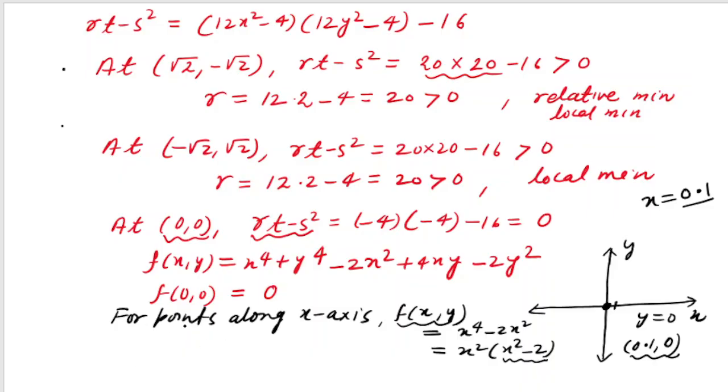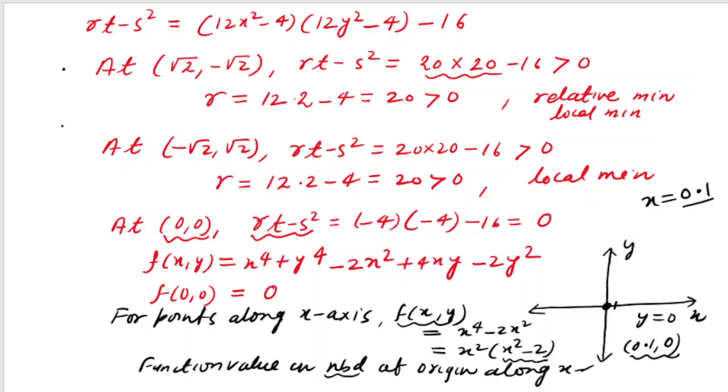So function value in neighborhood, which I write NBD, as it is a standard term, neighborhood of origin along x-axis is negative. So it means what? That at 0 0 it was 0, but if you move in the neighborhood, the function value is negative, means the function value is decreasing, right?